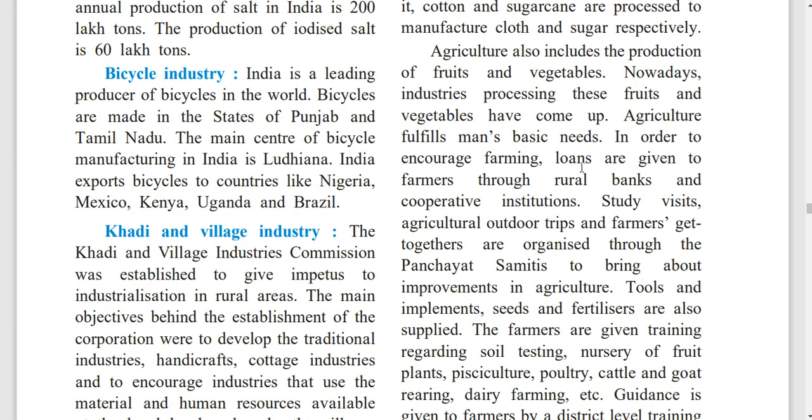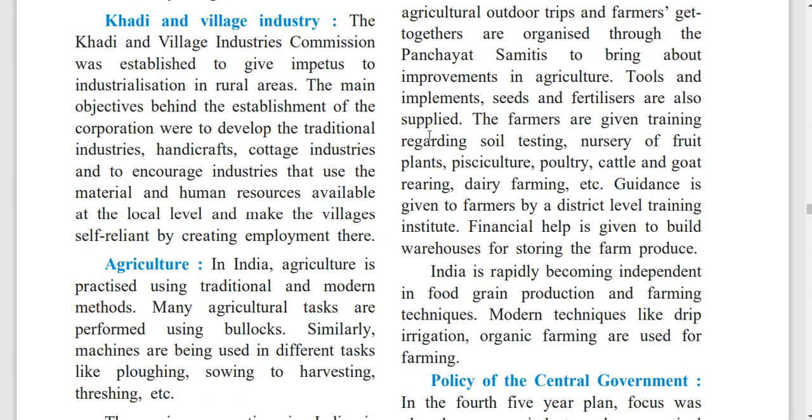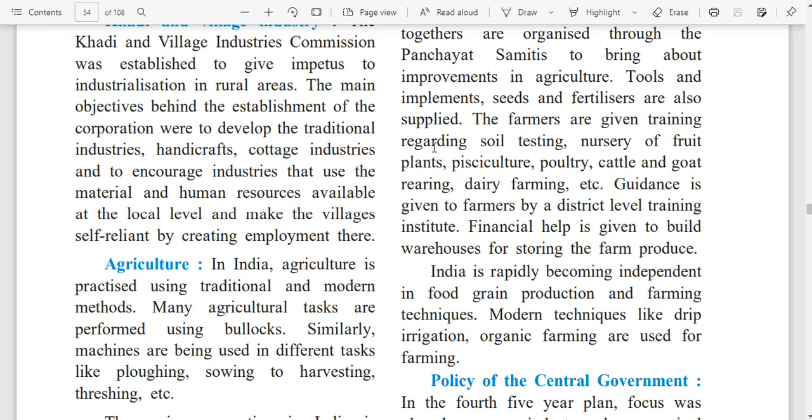In order to encourage farming, loans are given to farmers through rural banks and cooperative institutions. Study visits, agricultural outdoor trips, and farmers get together are organized through the panchayat samitis to bring about improvements in agriculture. Tools and implements, seeds and fertilizers are also supplied. The farmers are given training regarding soil testing, nursery of fruit plants, pisciculture, poultry, cattle and goat rearing, dairy farming, etc. Guidance is given to farmers by a district level training institute. Financial help is given to build warehouses for storing the farm produce.